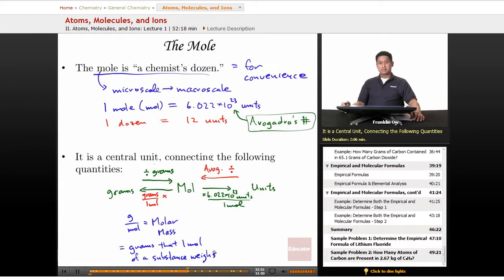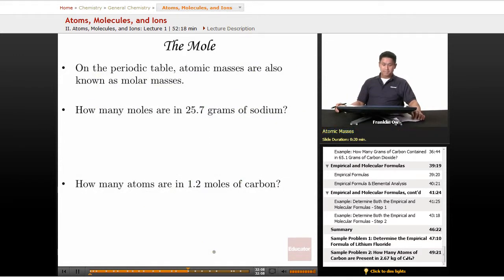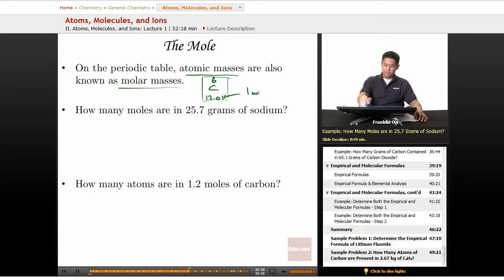Now we're going to come back to this quite heavily, and we're going to do a lot of example problems utilizing the mole. Now, where do we get this molar mass from then? Well, on the periodic table. Atomic masses, remember it's the number below the element symbol, are also called molar masses. And so when you look at C, 12.01 on the periodic table, this bottom number here is the molar mass of carbon. And so 1 mole of carbon weighs exactly 12.01 grams. That's how you write it out.